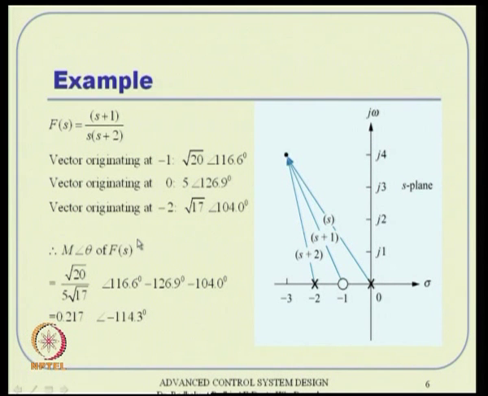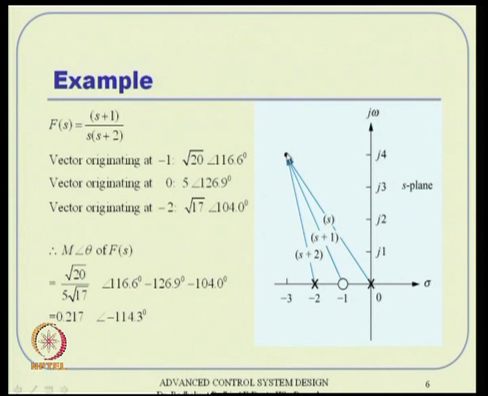And then what you are seeing here is that these various vectors have their magnitude as well as angles. The magnitude for this vector, which starts from minus 1, is given by square root of 20. The angle is measured from the positive real axis in the anti-clockwise sense. And a vector originating at 0 is given by 5 angle 126.9. The vector originating at minus 2 is again given by something like that. So, this information we know as far as this particular point is concerned.